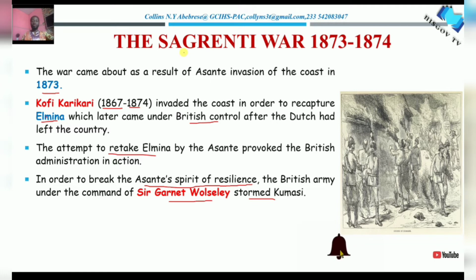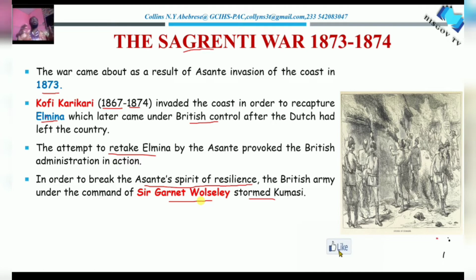Now, interestingly, look at the name of the war. The name of the war is referred to as what? The Sagranti War. So the name Sagranti War comes from Sir Garnet Wolseley. That is Garnet Wolseley War. But maybe the Asantes could not pronounce Sir Garnet Wolseley well, and so they decided to call it the Sagranti War. So if you hear Sagranti War, it comes from the commander who led the war, Sir Garnet Wolseley.